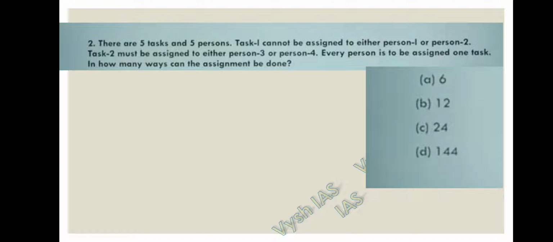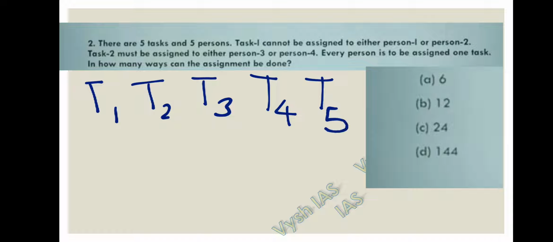Question number 2. There are 5 tasks and 5 persons. Task 1 cannot be assigned to either person 1 or person 2. Task 2 must be assigned to either person 3 or person 4. Every person is to be assigned one task. In how many ways can the assignment be done? They are asking how many ways the assignment can be done. So they have given task 1, task 2, task 3, task 4 and task 5, right? Task 1 cannot be assigned to either person 1 or 2.